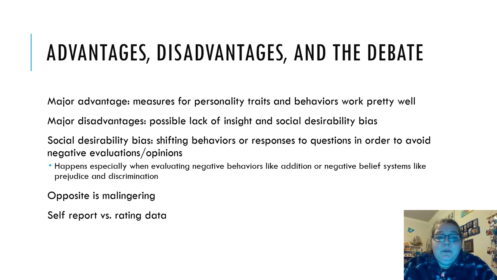Basically, that is when people shift behaviors or responses to questions in order to avoid negative evaluations or opinions. This happens especially when you're evaluating negative behaviors like addiction or negative belief systems like prejudice and discrimination. Like, you can't just outwardly ask someone, are you racist? Because almost always they will deny it with a passion. No, I'm not racist. Even if they hold racist ideas, even if they do racist behaviors, they will deny it adamantly. So you have to go about it a little bit more subtly in order to get an accurate representation in your data.